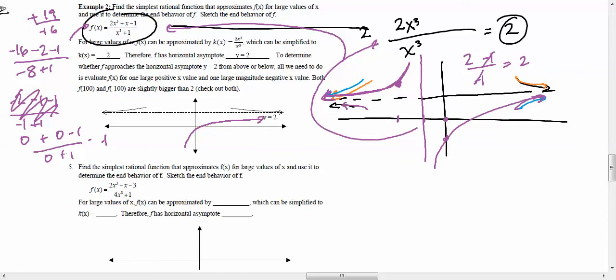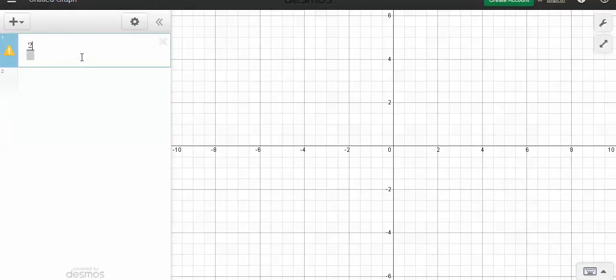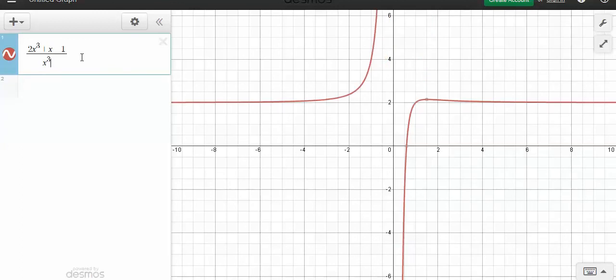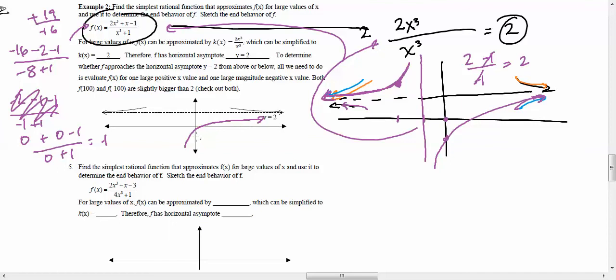2x cubed plus x minus 1 over x cubed plus 1. Alright, let's try that. Desmos graphing calculator. Alright, let's see. Fraction, 2x cubed plus x minus 1 over x cubed plus 1. Was it plus 1 or minus 1? I can't remember. x cubed plus 1. Yep. Alright, so check this out.